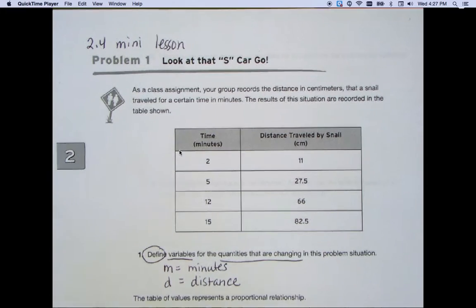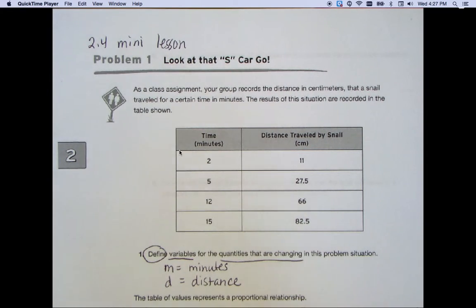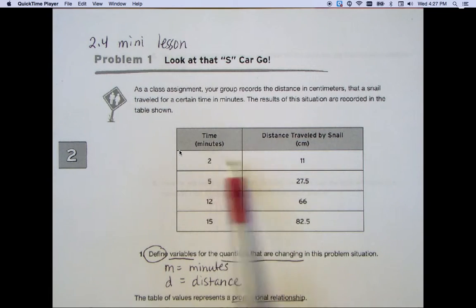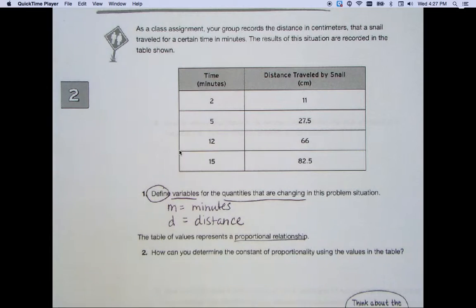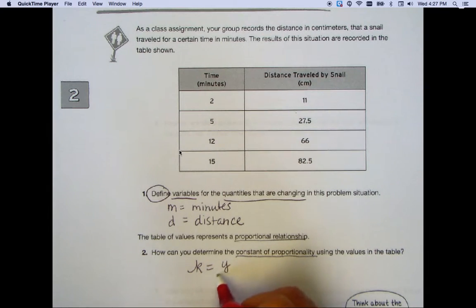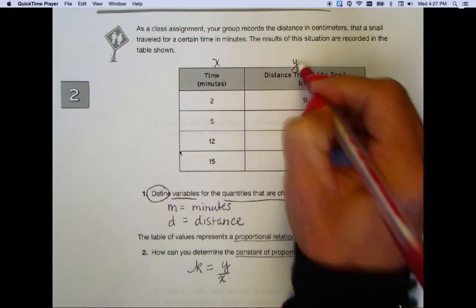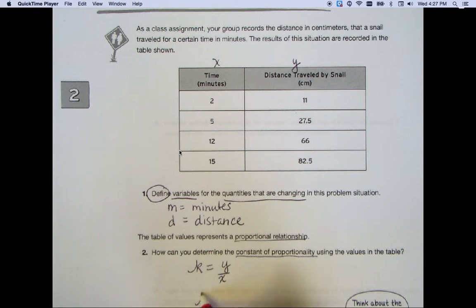It doesn't matter. The table of values represents a proportional relationship. So because they're telling me this, I know that all these relationships will be the same. So how can I determine the constant of proportionality? I can find the constant of proportionality when I know that there's a proportional relationship. So the easiest to do is take the smallest number from the table. And remember, we saw that constant equals y over x. So this is my x, here's my y, and I'm going to use these numbers. So my constant k equals 11 over 2.